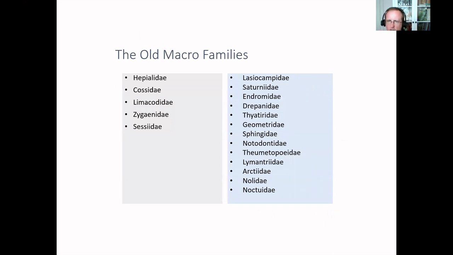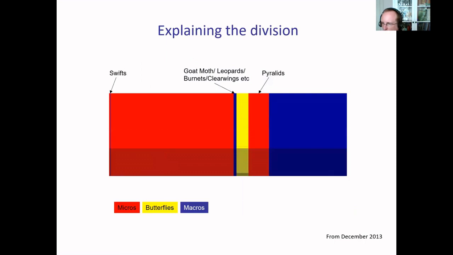When I was growing up, these were the families of the macro moths that I became familiar with, the ones on the left being these sort of honorary macros, if you like, the ones that were in that less evolved than the butterflies section, and the ones on the right are what you might consider the taxonomically accurate macros. So these are the families that were more evolved. But then we realized, thanks to European research, that actually we had the taxonomic order wrong.